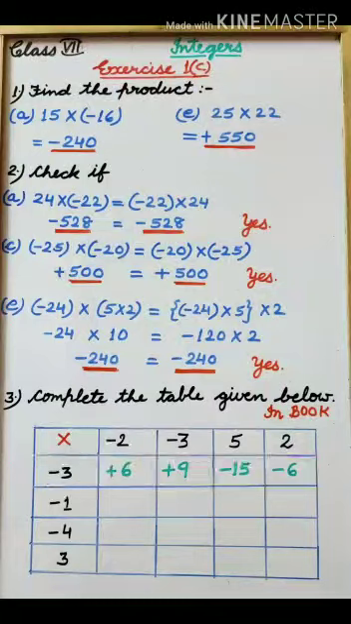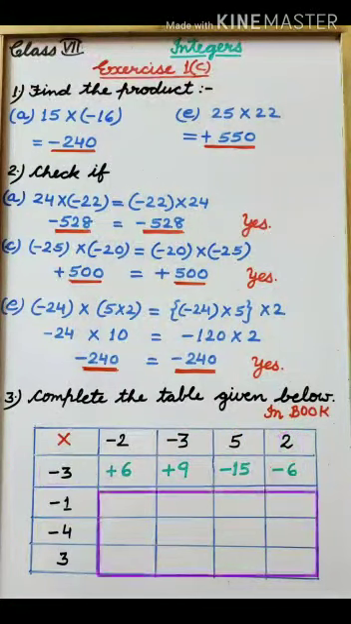Here we multiply minus 3 by minus 2, we get plus 6. Minus 3 by minus 3, we get plus 9. Minus 3 by 5, we get minus 15. Minus 3 by 2, we get minus 6. Now the remaining part of this table you try to complete yourself in the book.